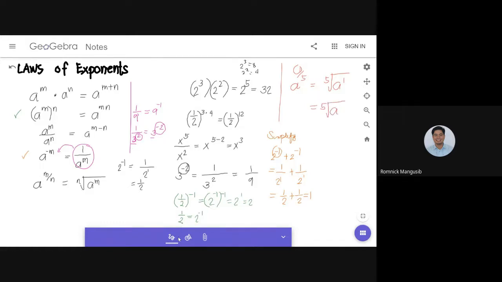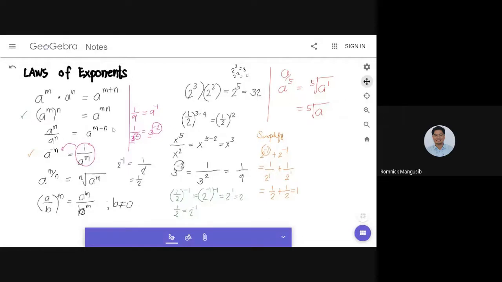Okay? Another rule is if you have a over b raised to m, this is equal to a raised to m over b raised to m. But in this case, class, provided that b is not 0. Hindi siya pwede maging 0. Remember, kapag ang denominator natin ay 0, undefined yung number. Hindi siya pwede. Okay?